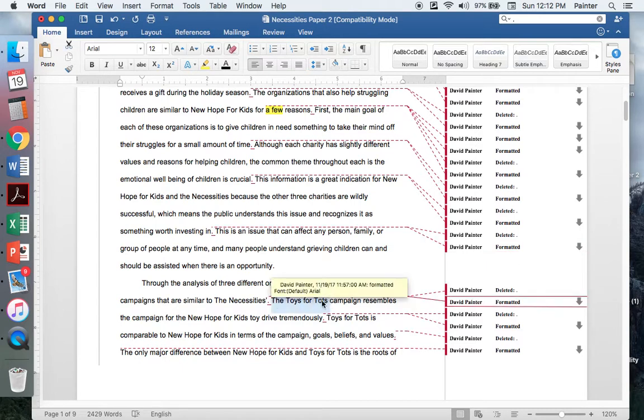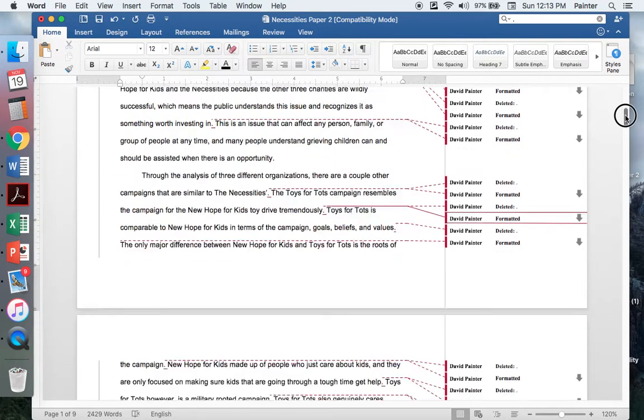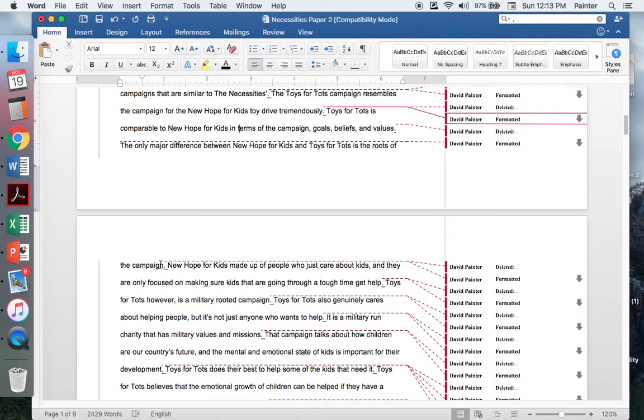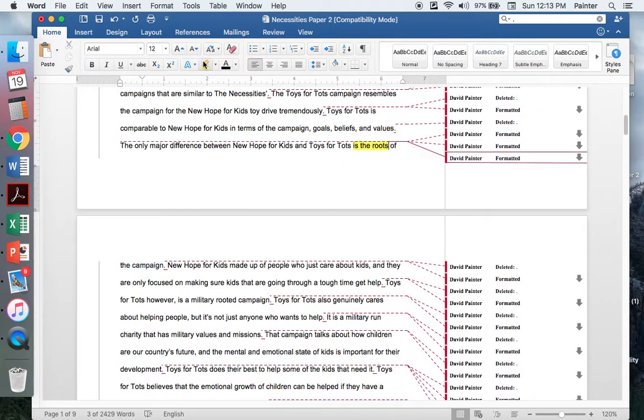So here we talk about Toys for Tots, and it resembles them tremendously. Well, what does that matter? How does that tell you about specific strategies and tactics that were employed in that Toys for Tots campaign that you can use? What were the goals, beliefs, and values? What difference does it make about the roots of the campaign? And what does the roots mean?